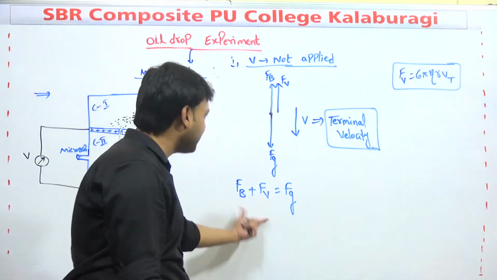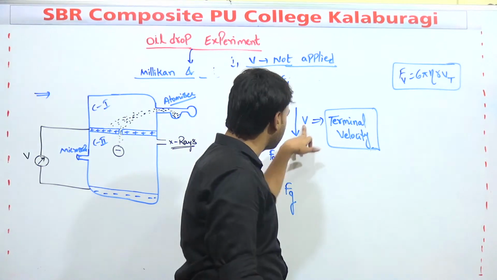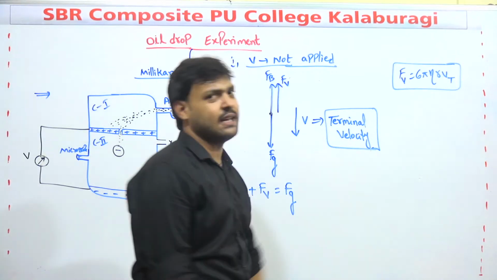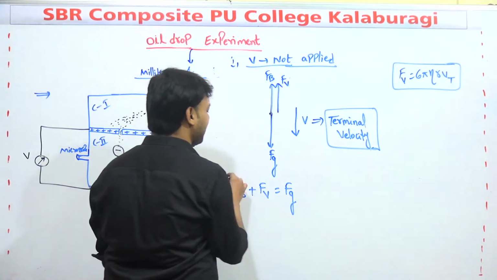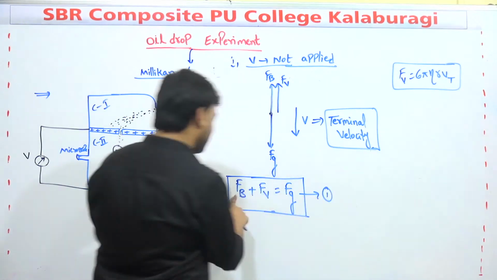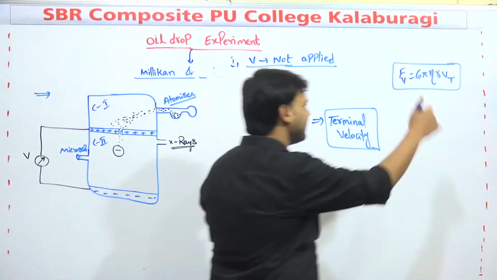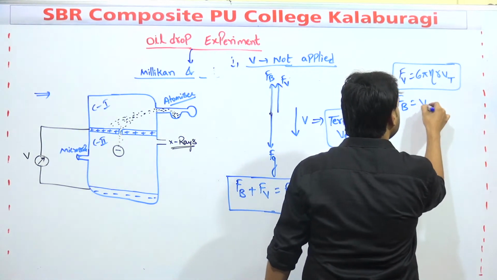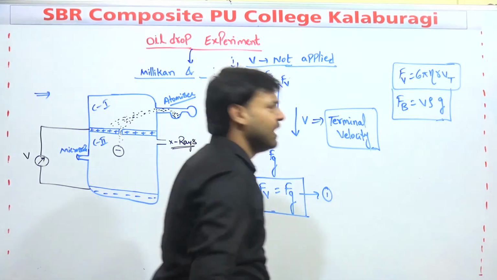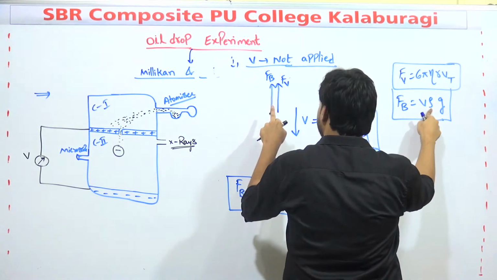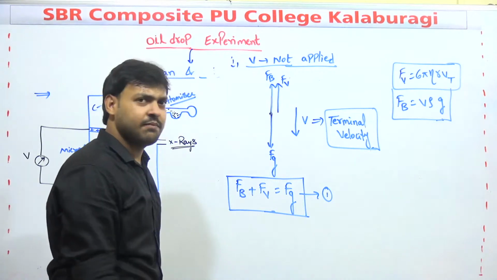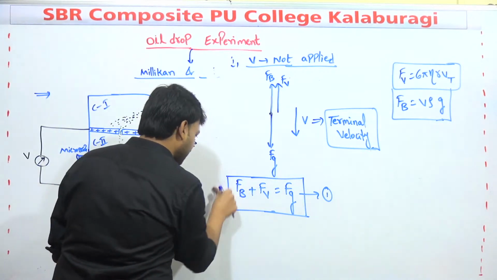So when you write like this, that drop goes downwards with constant velocity. That velocity we call terminal velocity. So what can I write now? Fb plus Fv equals Fg. First equation. Now the buoyancy force, I think you remember the formula: V, rho and G. Volume of the drop, density, and G. Clear about the point?